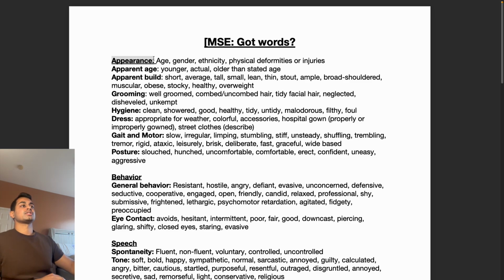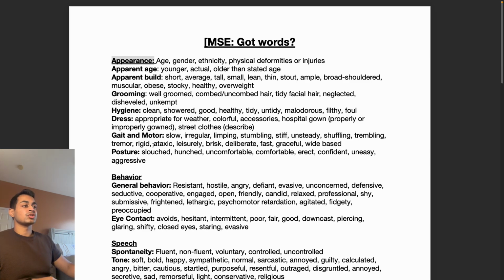So first things first, appearance. So why does appearance matter? It gives a good context on what the patient looks like, obviously, to anyone else who's going to be reading the notes later. But it also gives an idea of what might be going on with the patient. For example, grooming is a huge thing. If the patient has uncombed hair, is disheveled, unkempt, unhygienic, then that could possibly indicate that this patient isn't taking care of themselves, possibly due to their mental illness, acute psychosis, ongoing psychosis, whatever it might be.